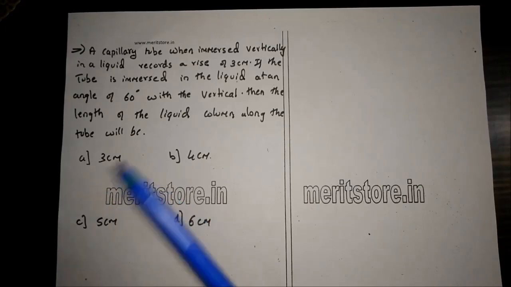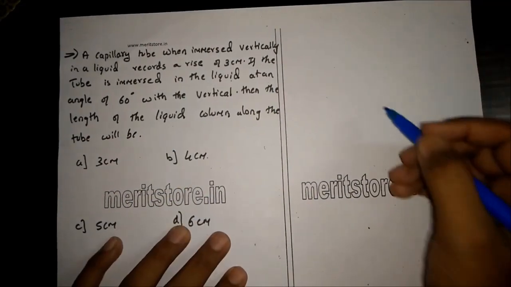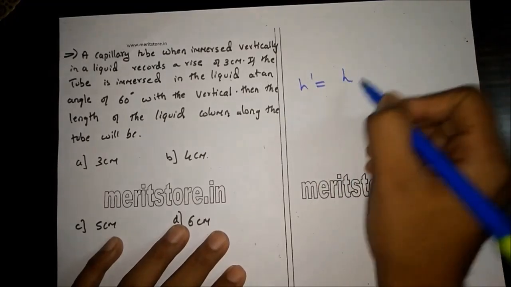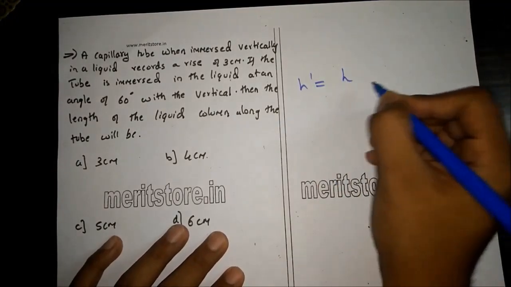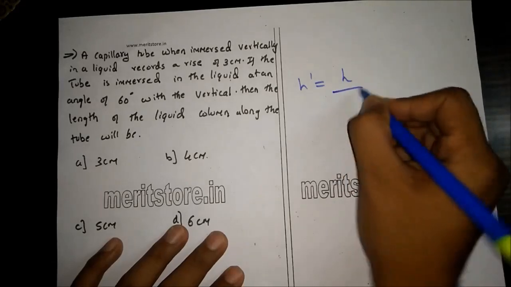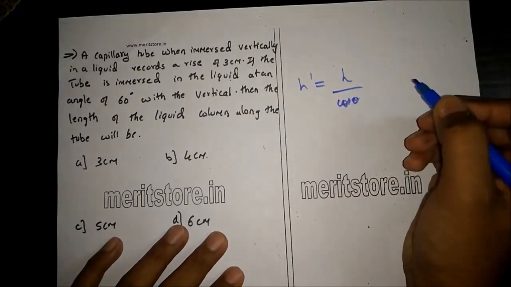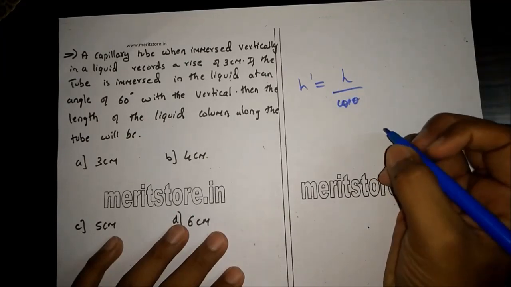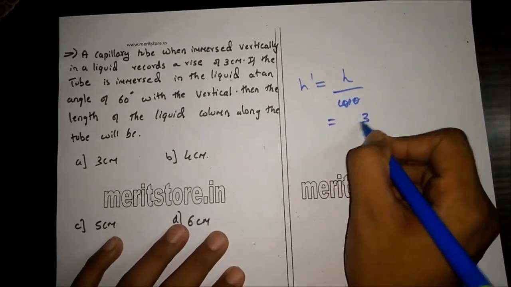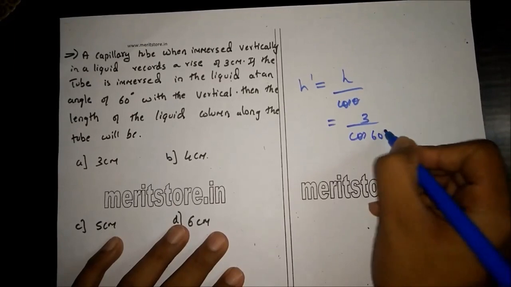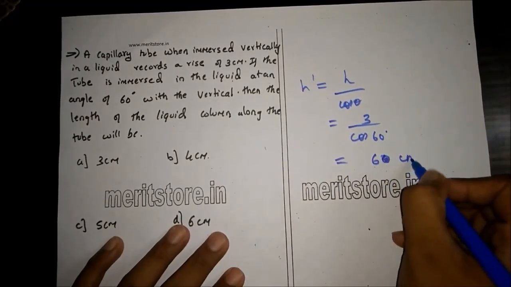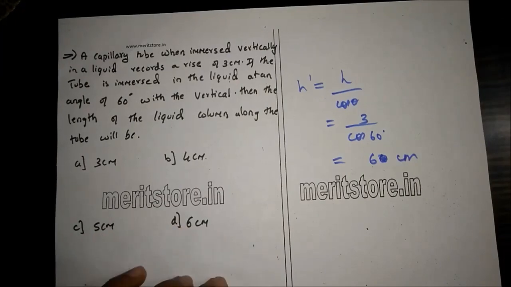Now, to find h dash, or the rise of the liquid the second time, it is given by h, the height when the liquid rose the first time, upon cos theta, where theta is the angle at which the tube is immersed. Therefore, 3 upon cos 60 degrees, which is equal to 6 centimeter. Therefore, here the correct answer will be option D.